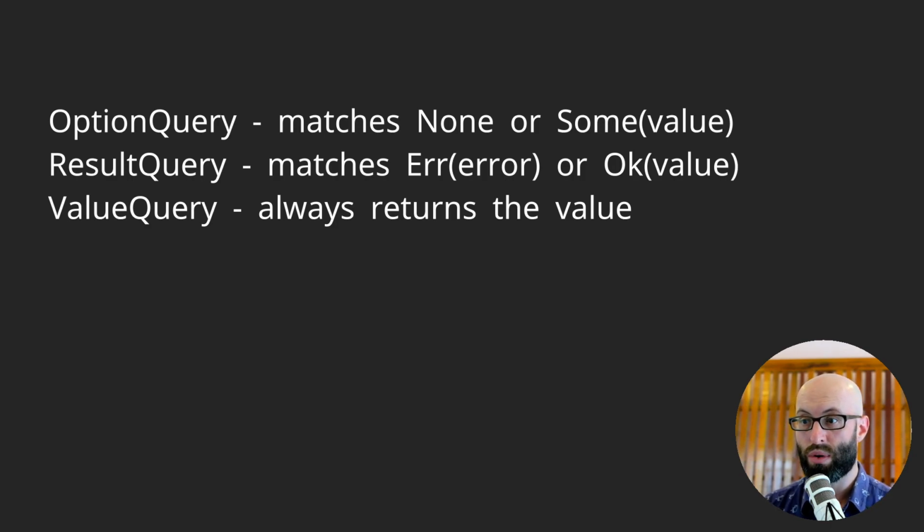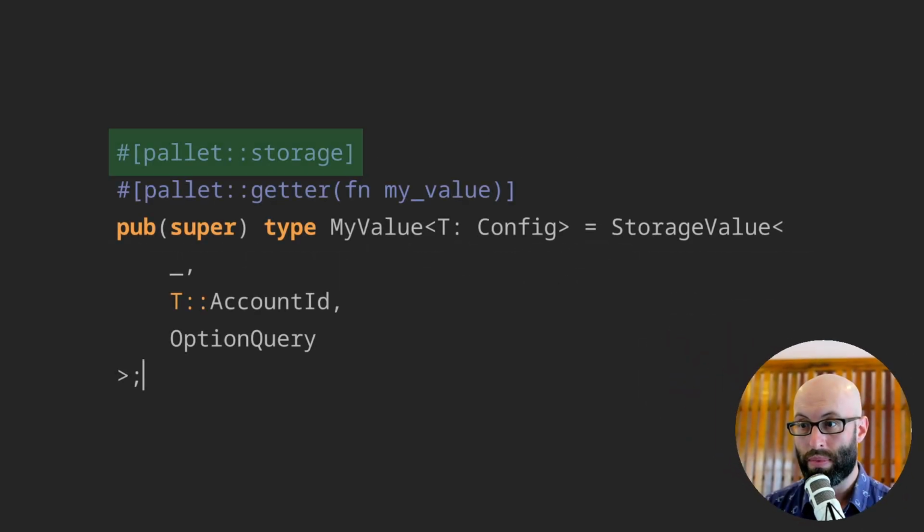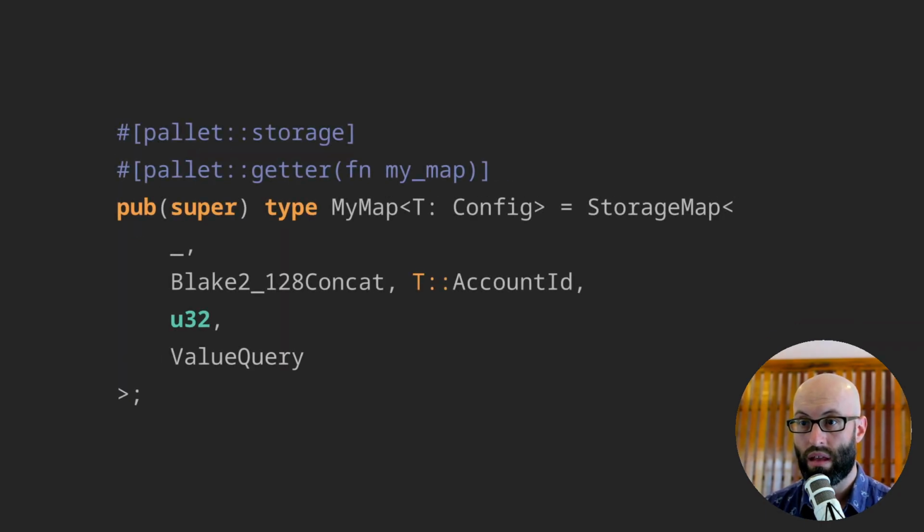Okay, so let's look at how we can actually declare pallet storage. First of all, we use the macro pallet storage and optionally declare the name of the getter function. For storage value, we declare the name of the value, declare the data type of the value, and declare the query type. For storage map, declare the name of the mapping, declare the hashing algorithm of the key, declare the data type of the key, declare the data type of the value, and declare the query type.